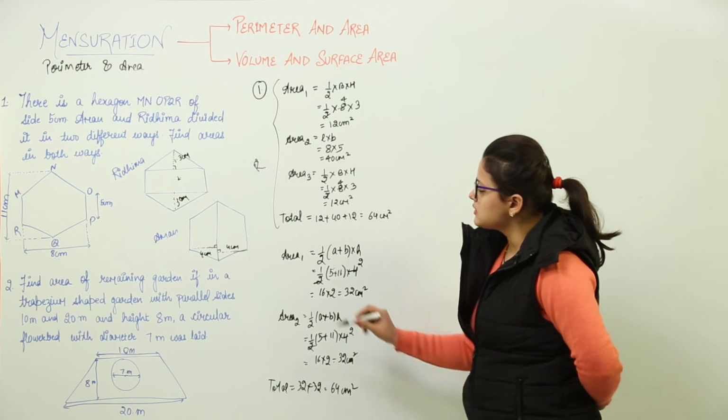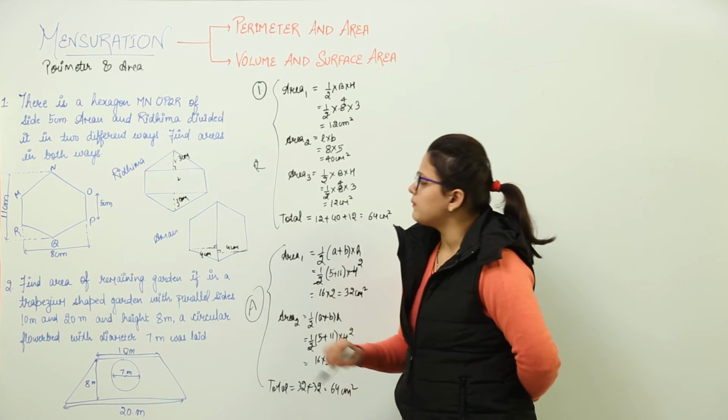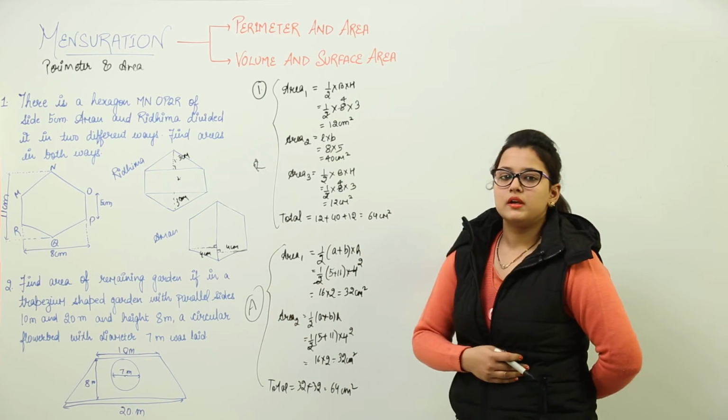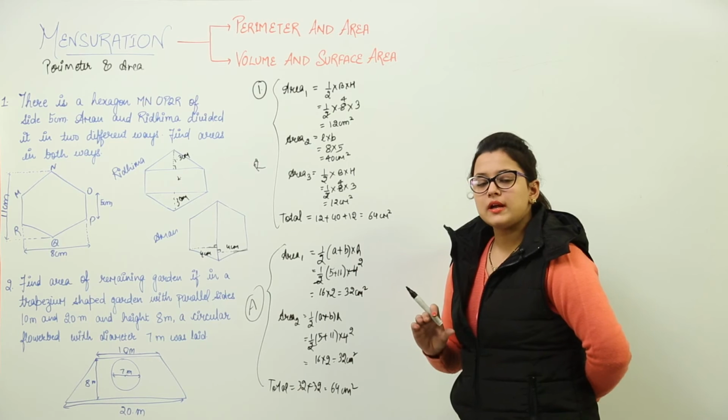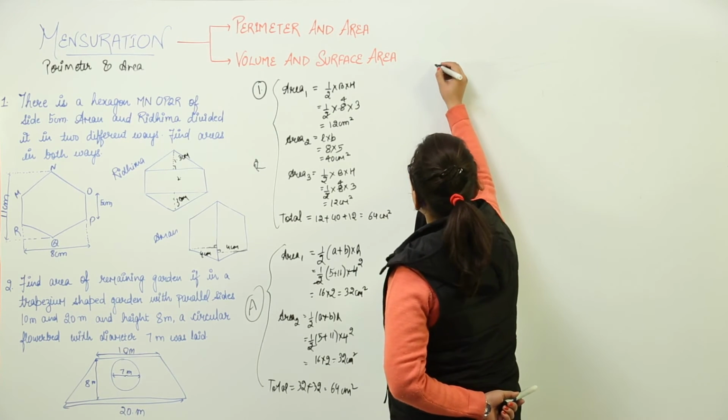So here we can see very well that no matter how you divide the area, in how many parts you divide it, the total that comes out actually remains the same. Let us move on to the next question now.